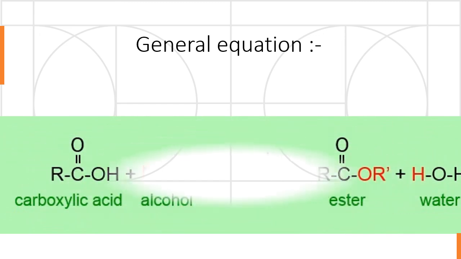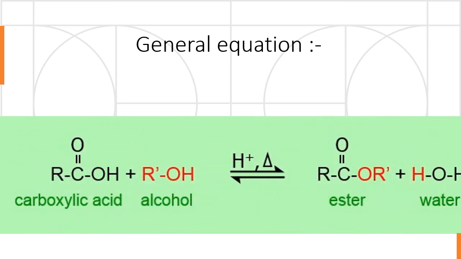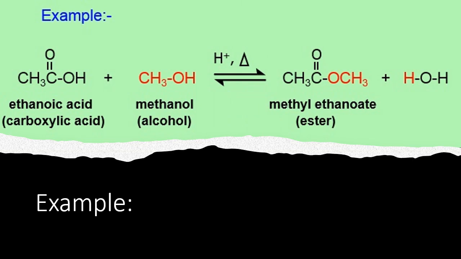General equation for esterification: carboxylic acid reacts with alcohol to produce ester and water. For example, ethanoic acid, one of the carboxylic acids, reacts with methanol alcohol to give ester and water.